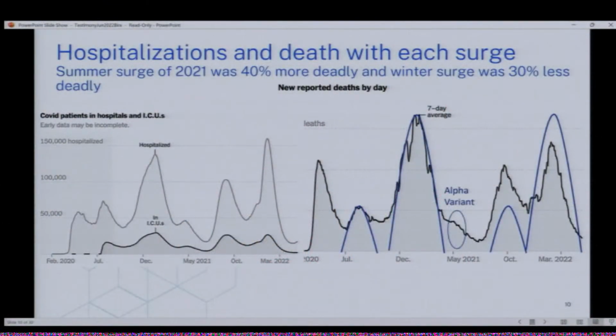And finally, with the last slide, hospitalization rates and deaths continue in a very high level, both through 2020 and 2021. In fact, the summer surge of 2021 was about 40% more deadly than the summer surge of 2020.